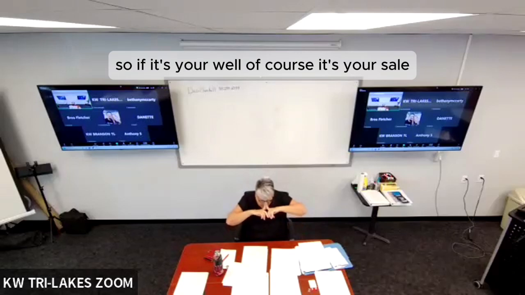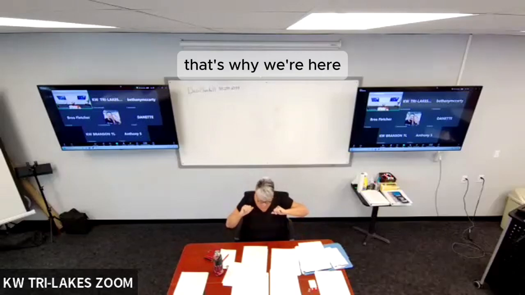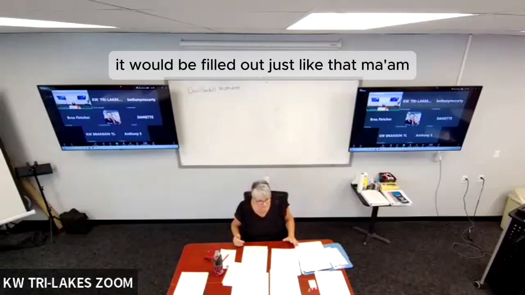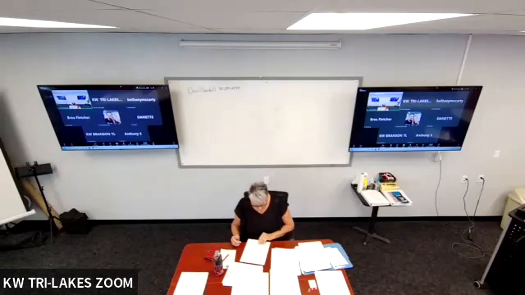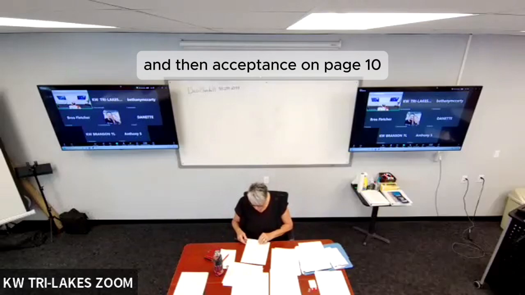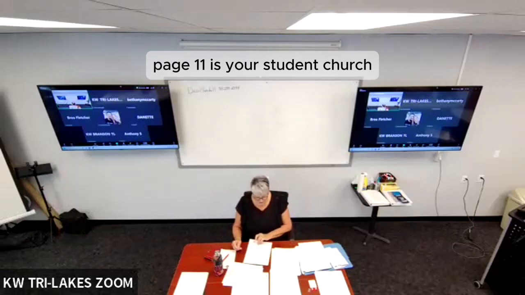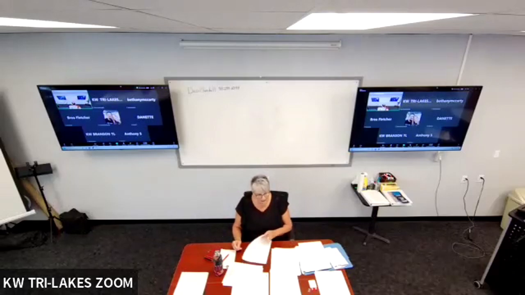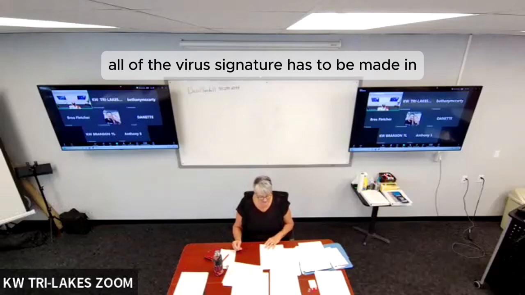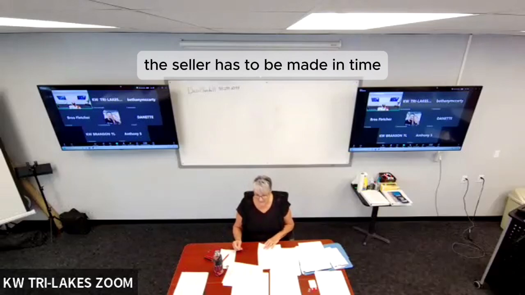So of course it's your sale, that's what it would be. It would be filled out just like that. And then acceptance on page 10, there has to be a deadline, there has to be an expiration. Page 11 is your signatures. Only the buyer's signature has to be dated, the seller has to be dated and timed.